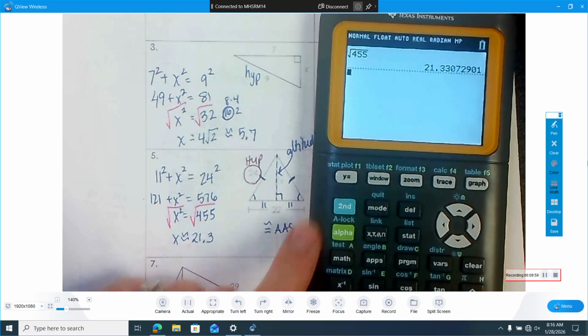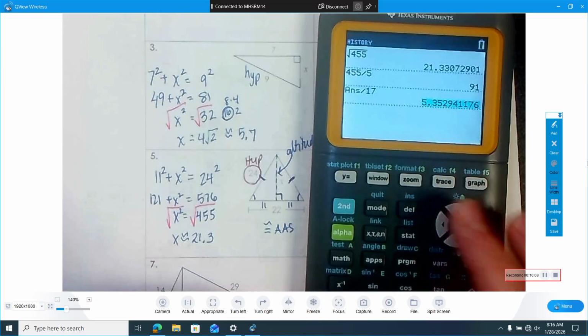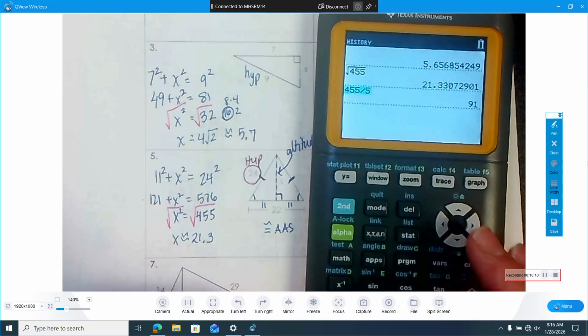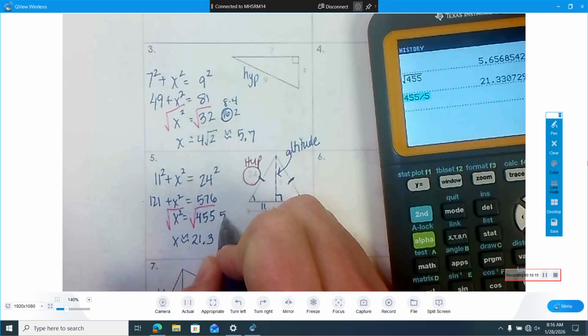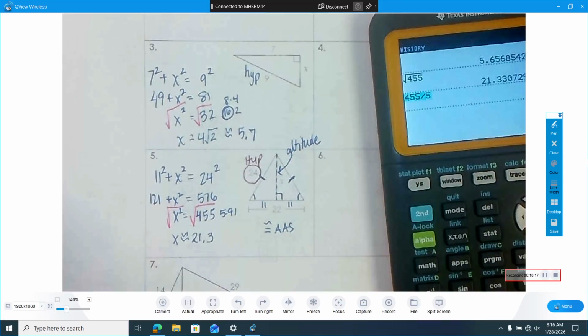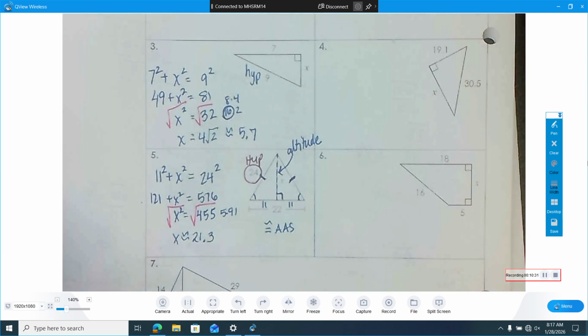455, if I were to try to break that down, I know it's divisible by 5. And 91, not divisible by 17. Is 91 prime? I can't remember. I think it is prime. So 455 is 5 times 91, and I am pretty sure that 91 is prime. And so there's no perfect squares in there. It doesn't simplify. Square root of 455 is the exact answer. So it doesn't simplify beyond that.